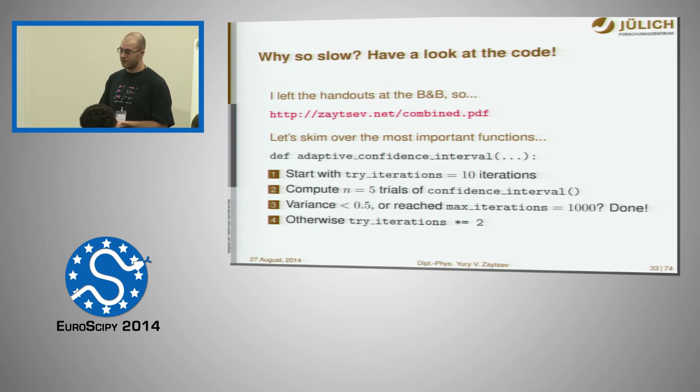And there are really not much of them. So the most important thing that starts the whole measurement is a function called adaptive confidence interval. What this function does, it starts with try iterations equal 10 and computes 5 trials of whatever confidence interval is. Then if the variance among these trials is less than a threshold or the maximum number of iterations are reached, it just declares that the job is done. Otherwise, it exponentially increases the number of iterations that it tries.